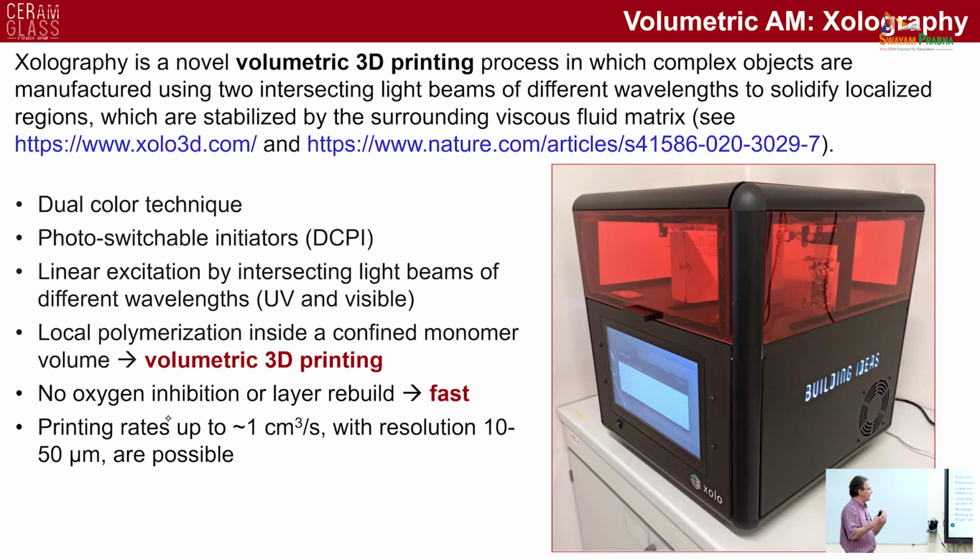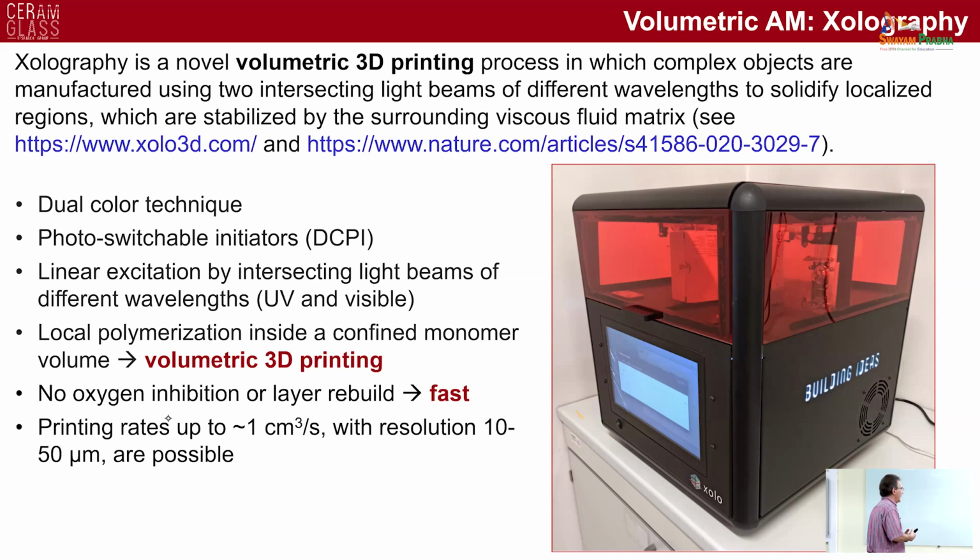And you can do this inside the volume of the liquid. So you have the local polymerization inside a confined monomer volume. There is no oxygen inhibition, because you are printing not at the surface of the liquid, but you're printing inside the liquid. And you do not need to rebuild any layer like you do with DLP.